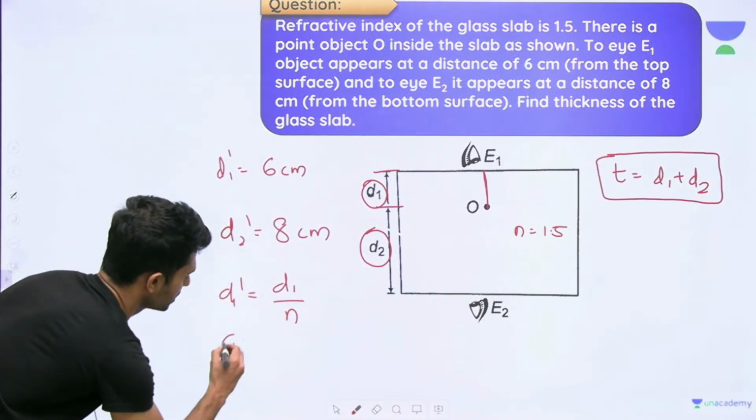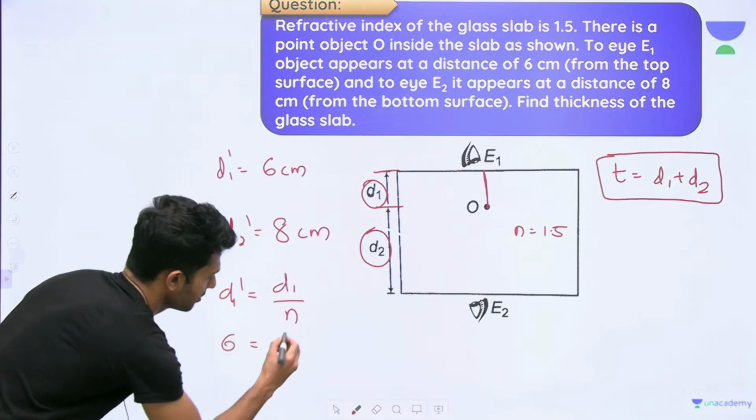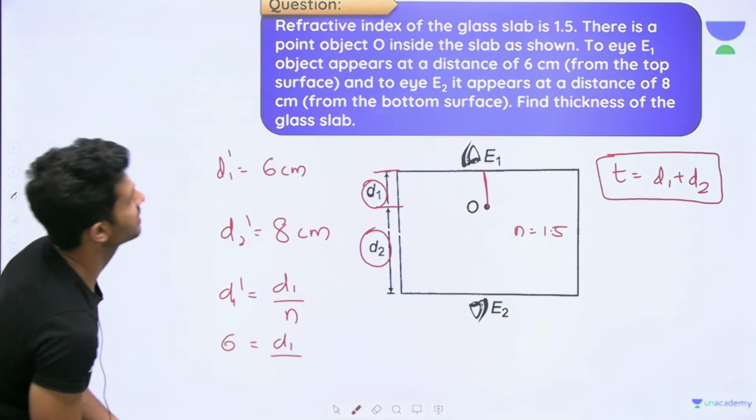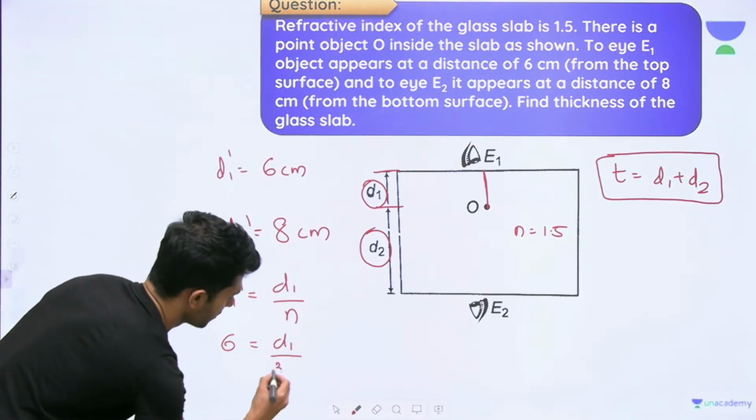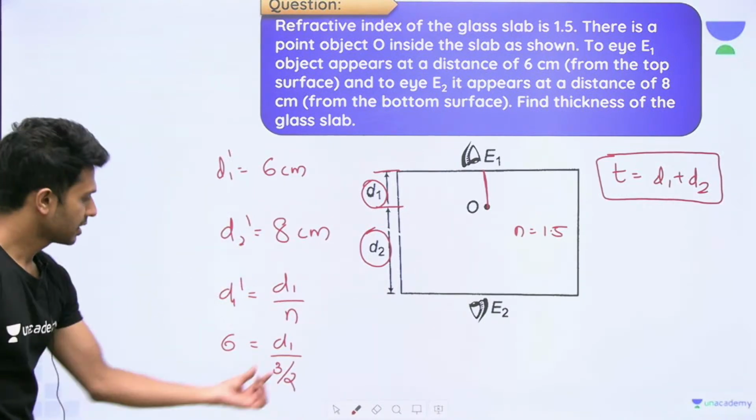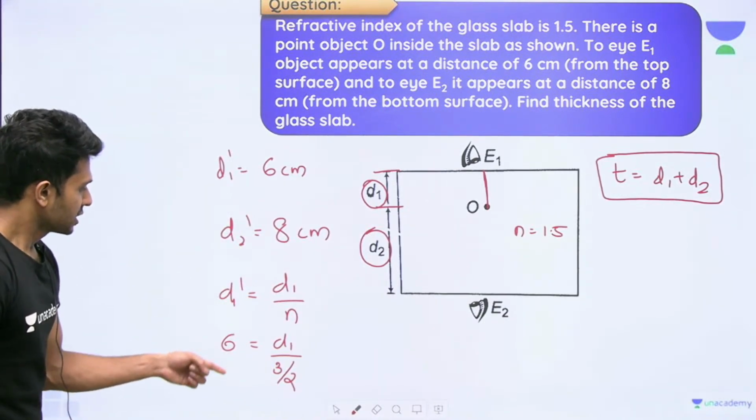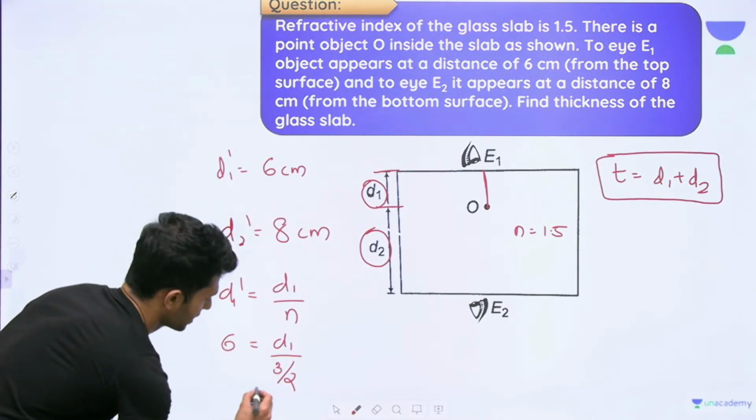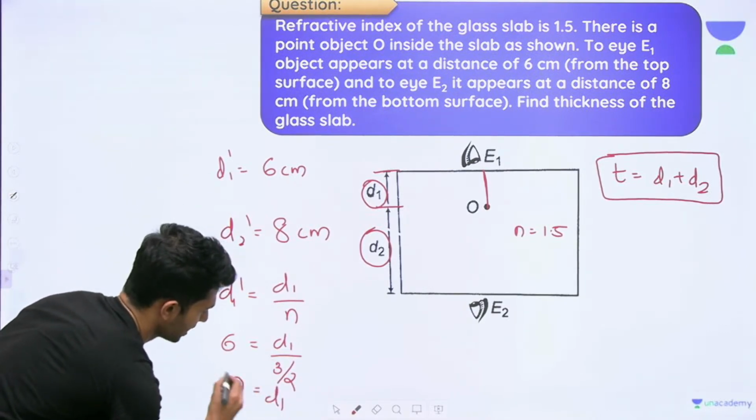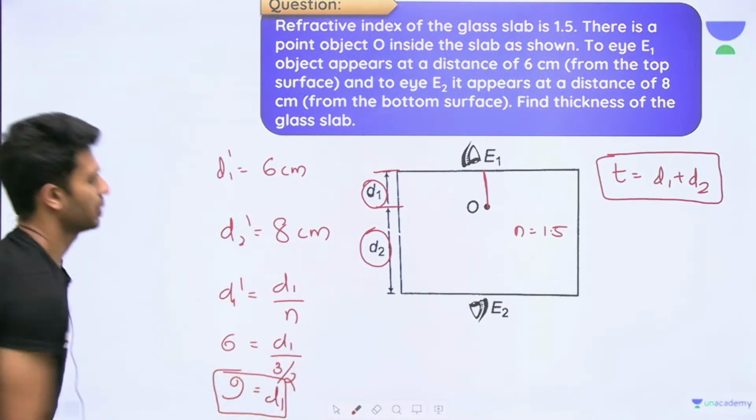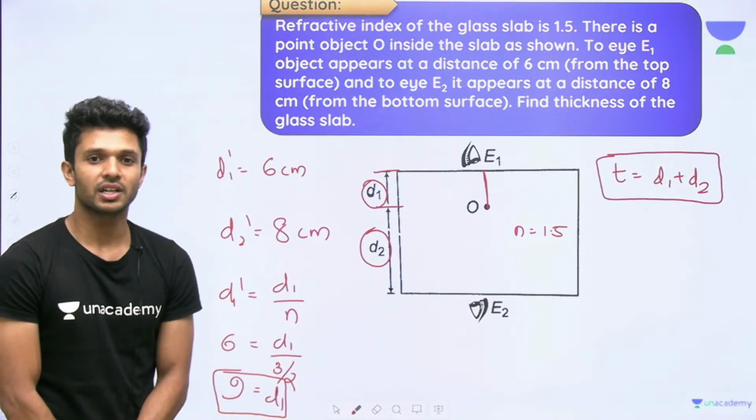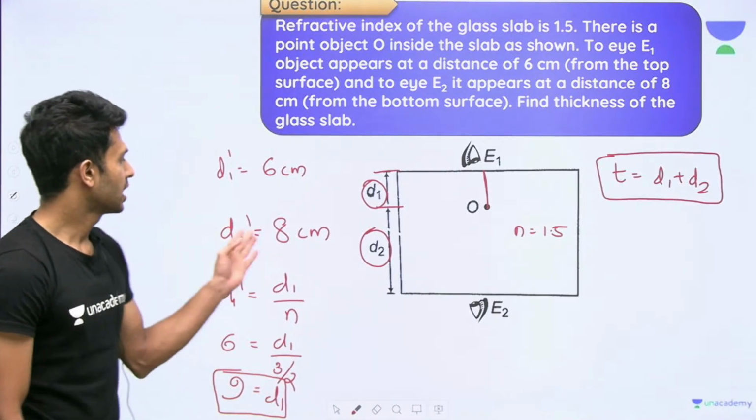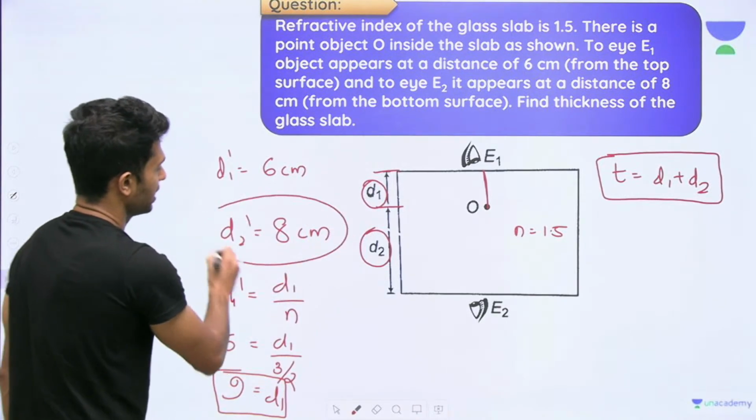D dash, which is 6, is equal to D1 actual divided by N, and N is 1.5 or 3 by 2. Cross multiply. 6 by 2 is 3, and 3 3s are 9. So we got the value of D1, 9. Since we got D1, can't we use the same method and find D2?